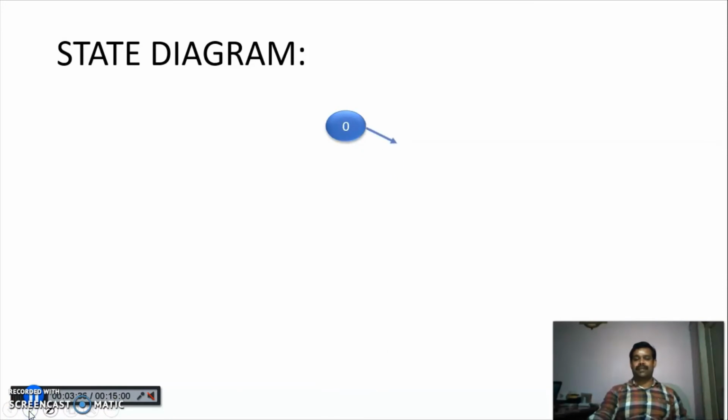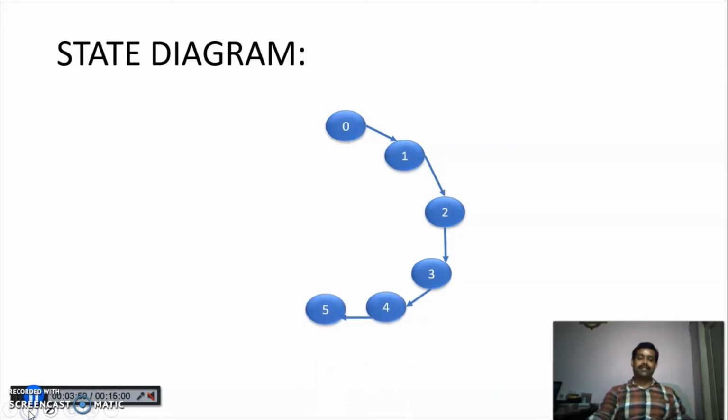If 0 is the present state, next state is 1. If 1 is the present state, next state is 2. If 2 is the present state, next state is 3. If 3 is the present state, then next state is 4. If 4 is the present state, then next state is 5. If 5 is the present state, then the next state is 6.